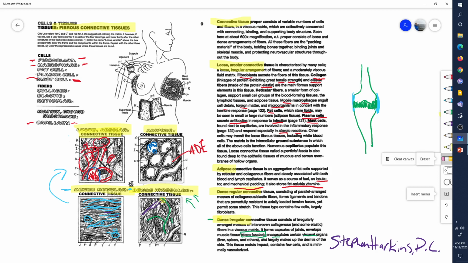Dense, irregular tissue also has within it capillaries. Here's a capillary right here to supply blood and nutrients, blood supply for the joint capsules and for the fascia. And that concludes fibrous connective tissues.